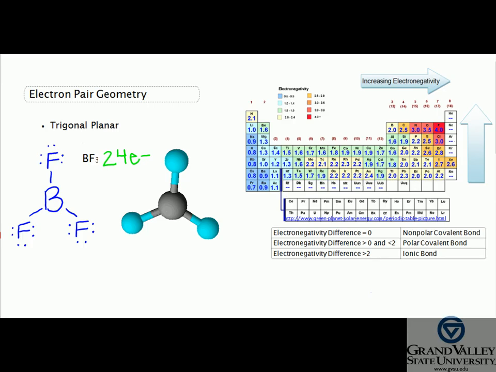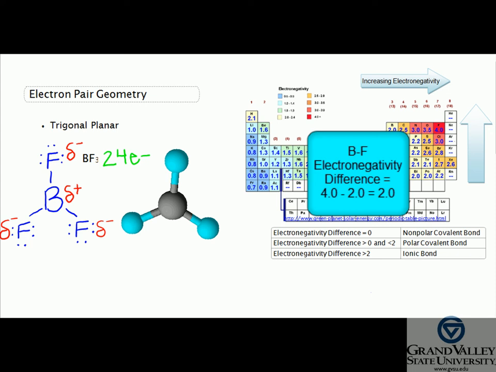Fluorine, being more electronegative, will have a greater attraction to the electrons than boron. This is shown by fluorine having a partial negative and boron having a partial positive. Finding the electronegativity difference between fluorine and boron will assist in determining which types of bonds are present. When referring back to the possible bond types, this molecule has polar covalent bonds.